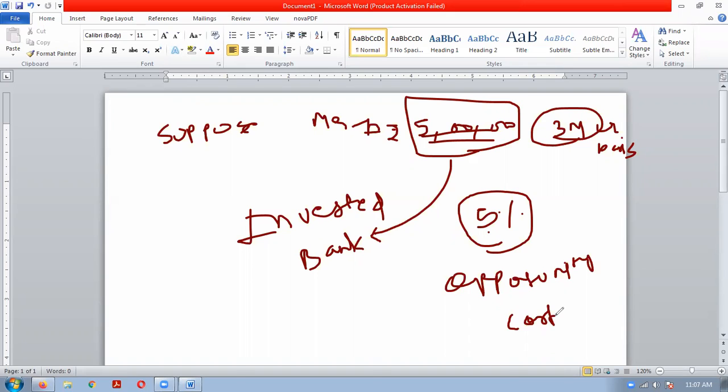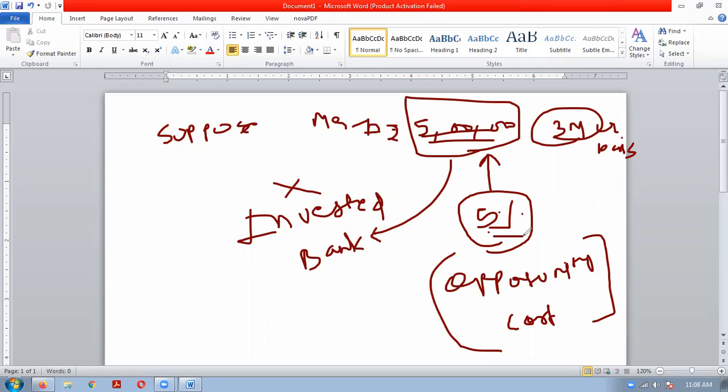Opportunity cost means opportunity lost. Since you are giving this 5 lakh on credit, you have lost the opportunity of making the investment. So this 5% you will charge from the customer. This is known as opportunity cost. Similarly, you have treated your debtor as an investment, and you charge him 5% interest.